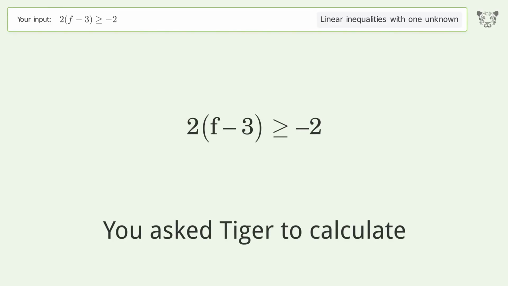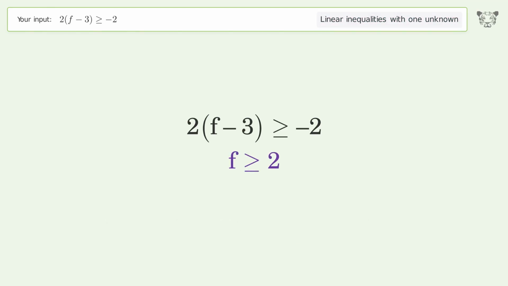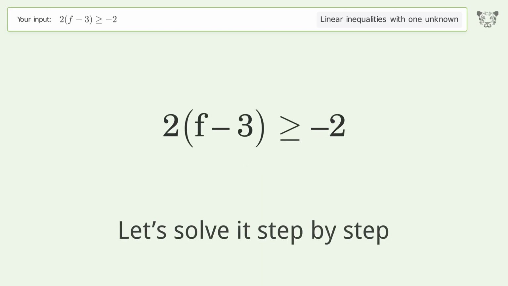You ask Tiger to calculate. This deals with linear inequalities with one unknown. The final result is f equal or greater than 2. Let's solve it step by step.